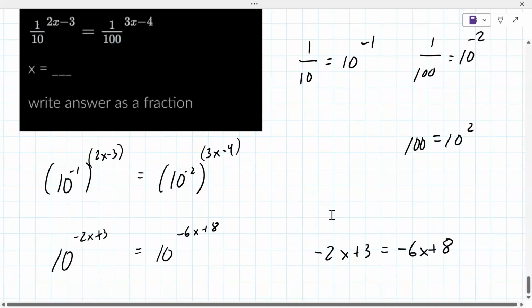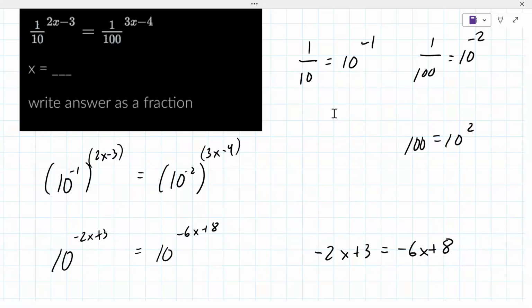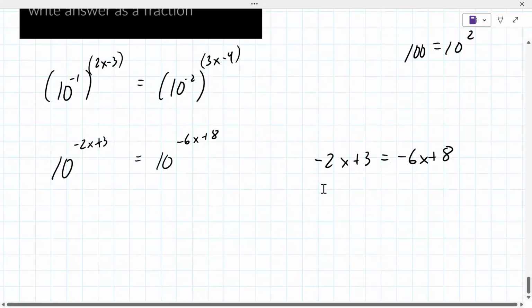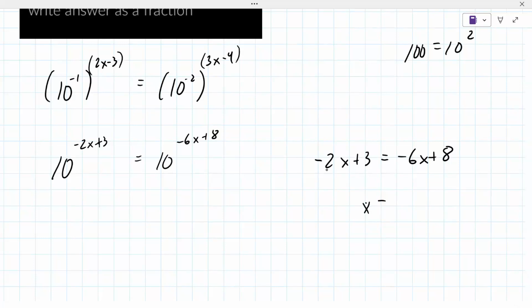Would you solve this equation for x, please? Yes. The x equals 5/4. Yes.